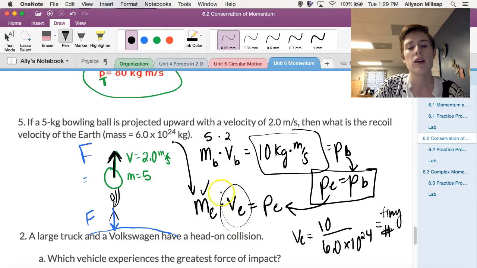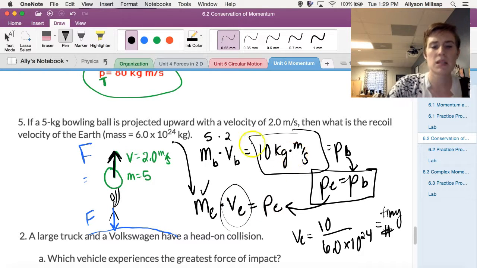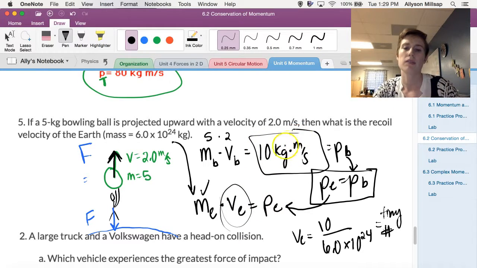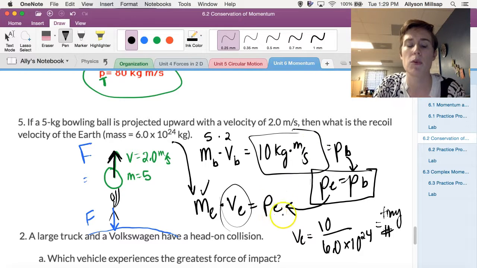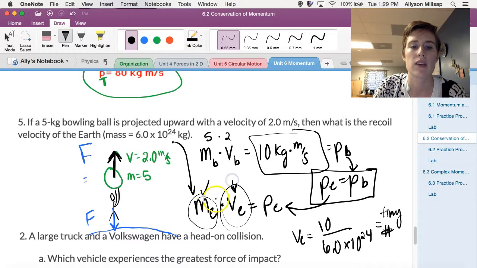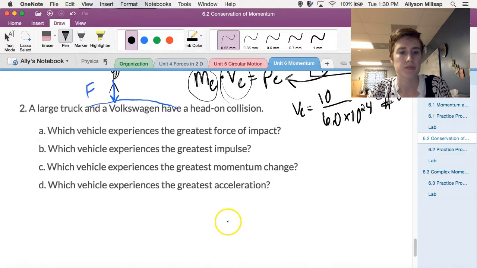Remember how we talked about if your momentum here is 10 kilogram meters per second. That's a very small amount of momentum being applied to the earth. And because the earth is so massive, the velocity is going to have to be so small, right? Because they have inverse relationships.